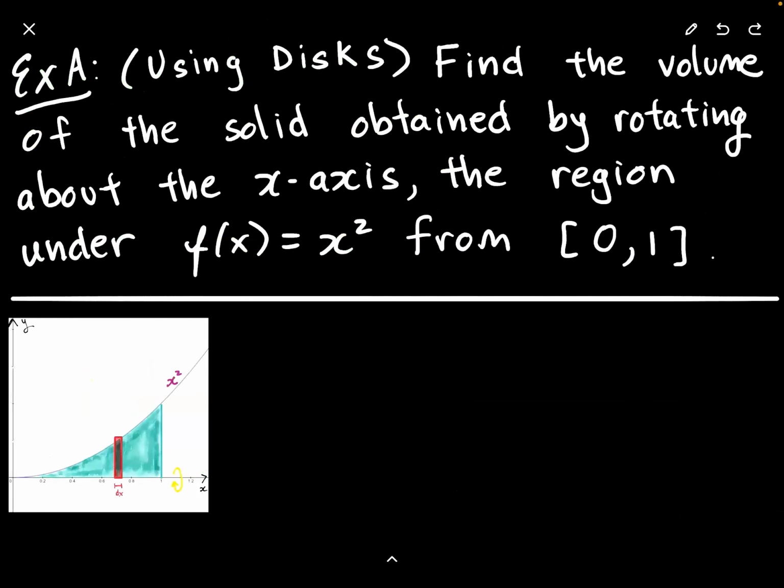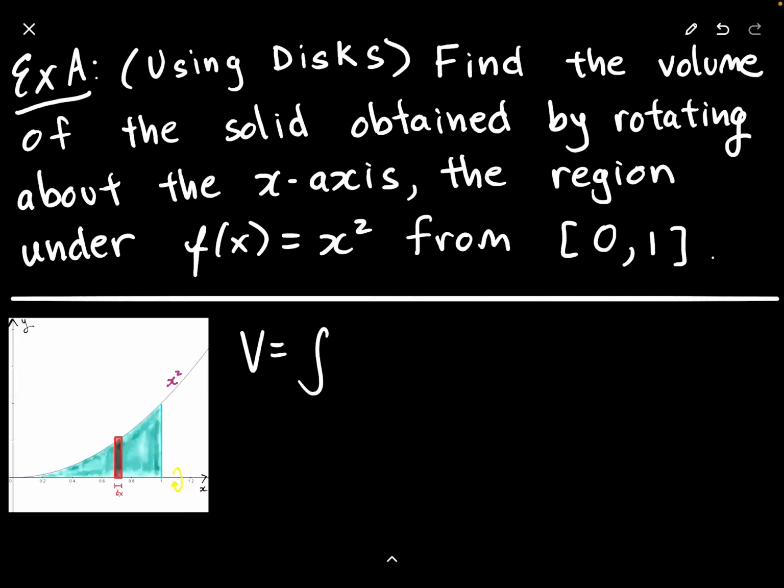In this example, we want to find the volume of the solid obtained by rotating around the x-axis, the region under the function x squared, from 0 to 1. So the first thing is to graph the planar region. You can make a small sketch with x squared from 0 to 1, and since we're using the disk method and rotating around the x-axis, the representative rectangle will be perpendicular to the x-axis, and it has width dx. So we're integrating with respect to x.